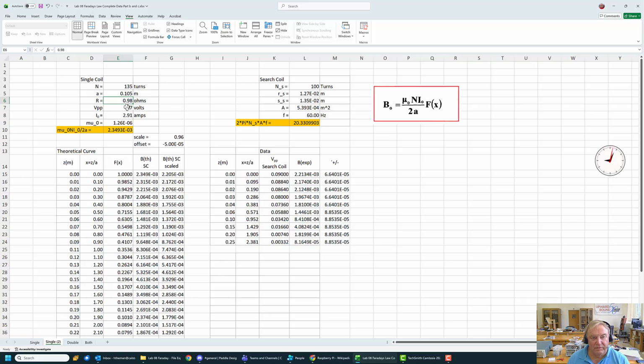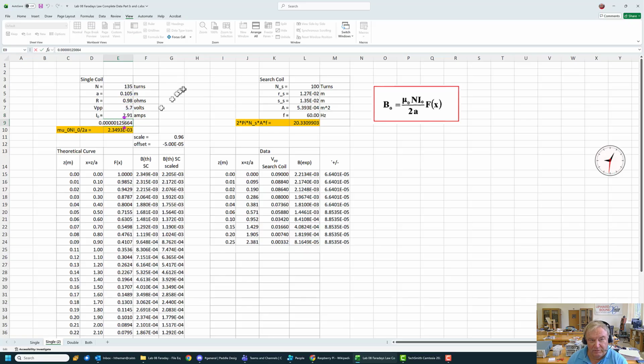Oh yeah, that's the resistance of the precision resistor. Most of you are just going to use one. And that was my measurement of the V peak to peak across that resistor. And so it's the voltage divided by the resistance, and of course divided by 2 because I want the amplitude.